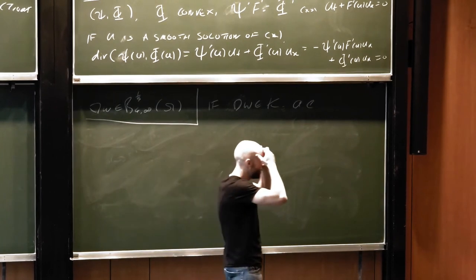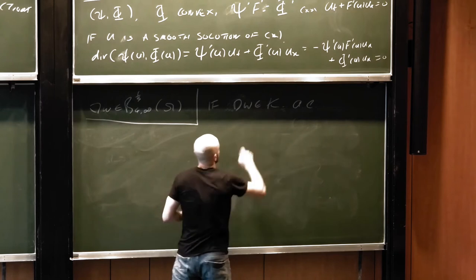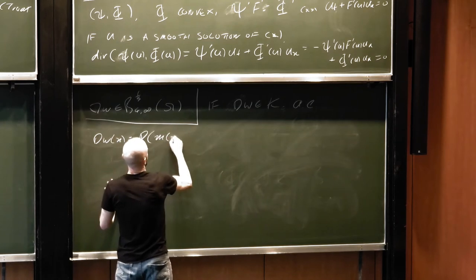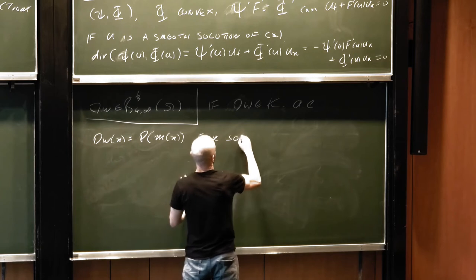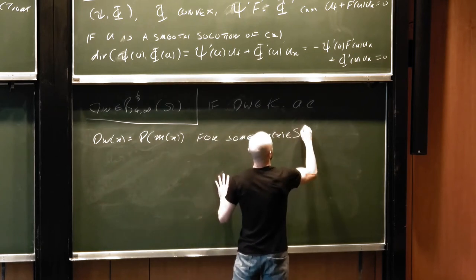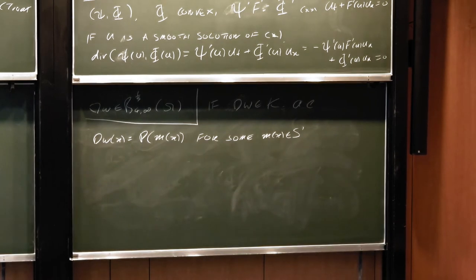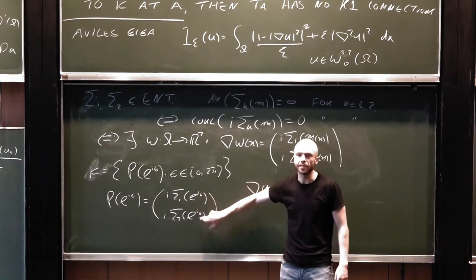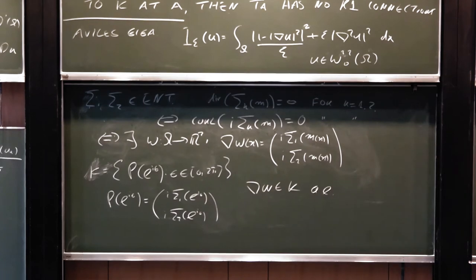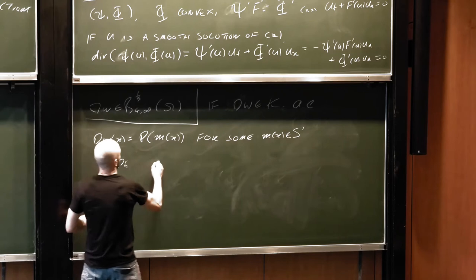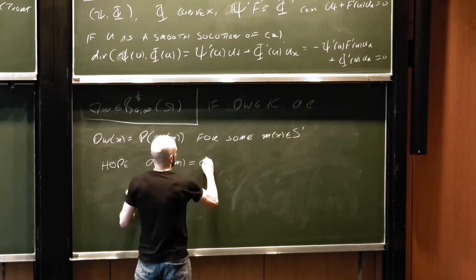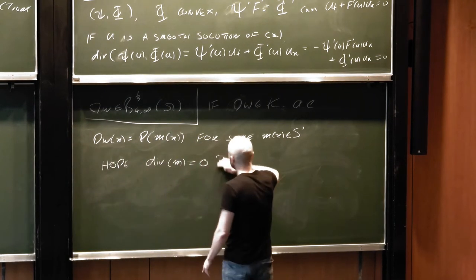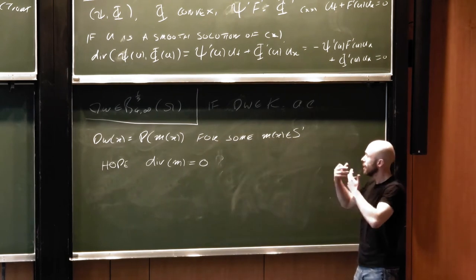So this is the initial thing you might like to do. You say, okay, if you belong to K, that means that W of X equals P of M of X for some M of X belonging to S1, just because that's how the set K is defined. So for every single gradient of W of X is inside this set, so there's just some M of X that picks it up, right? And then what you might hope for is that the divergence of M is equal to zero. Because if that was true, then the previous theorem kicks in, right? And after all, there's no reason why that should be true, but that's what we are ultimately able to show.